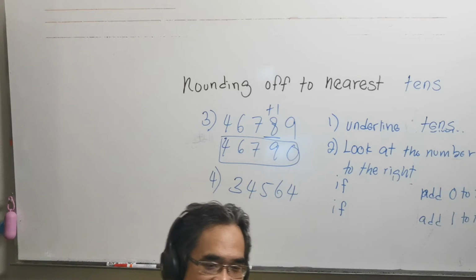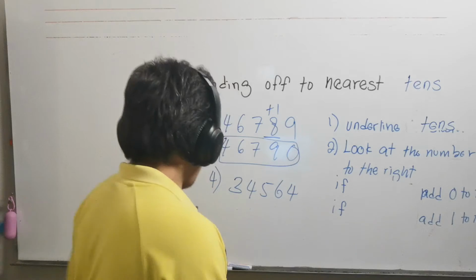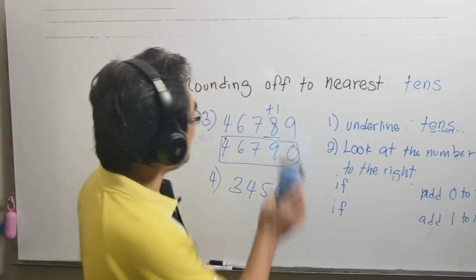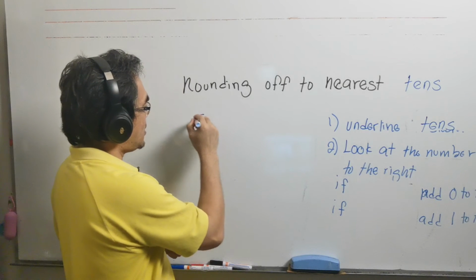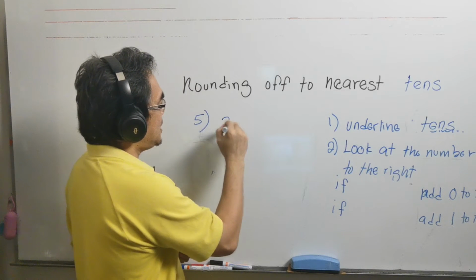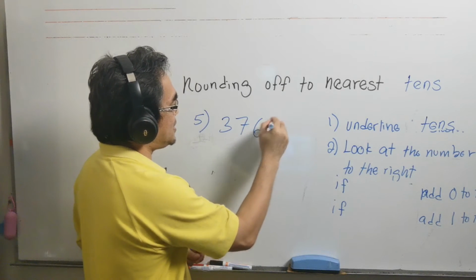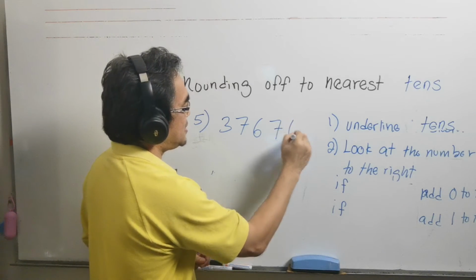That is correct. Okay, question number 5. I still have a few more for you to make sure that you really understand that. Question number 5 will be 3, 7, 6, 7, 6.